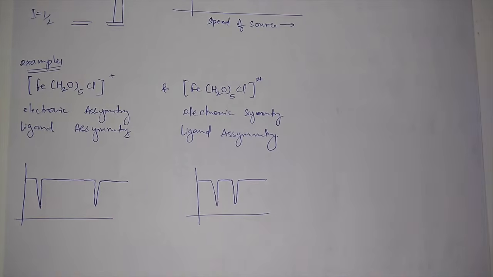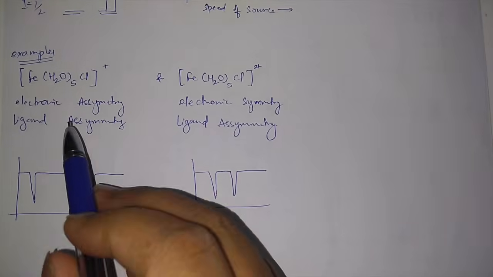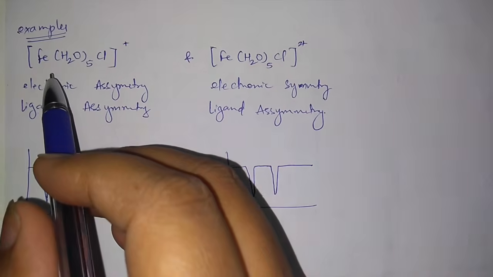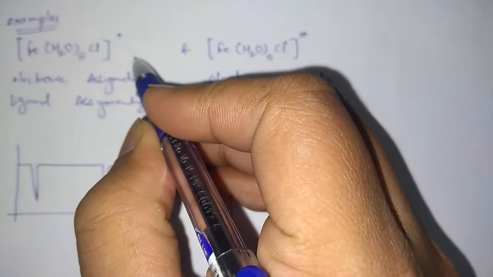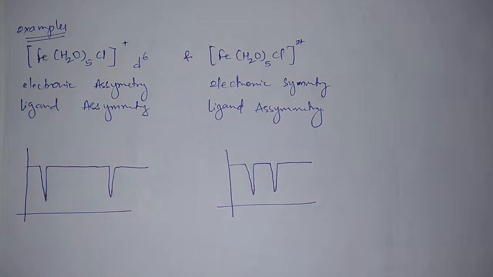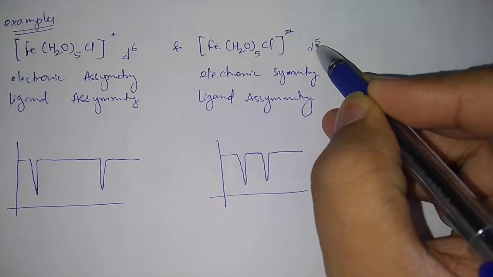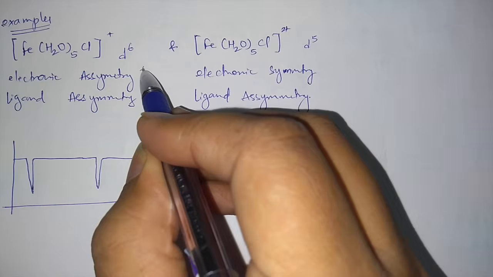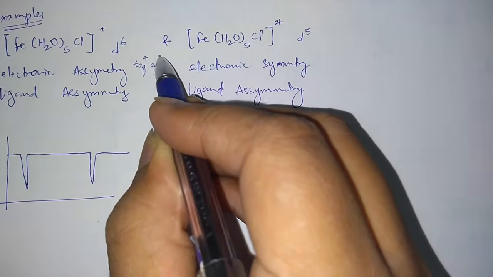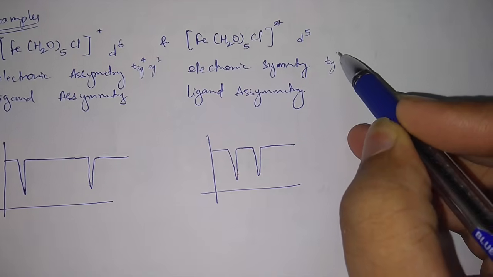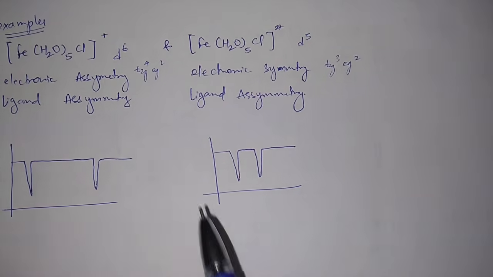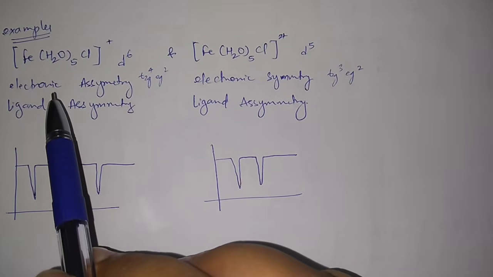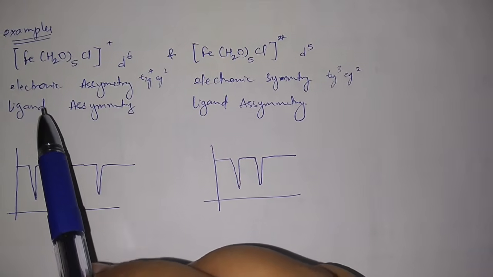Now I have taken an example over here to show you the effect of this. Let's say we have [Fe(H2O)5Cl]+ and [Fe(H2O)5Cl]2+. In this case, if you find the electronic configuration, iron will be in d6 state, and over here iron is in d5. These are weak field ligands, so this will be high spin, and the electronic configuration will be t2g4 eg2, and over here it will be t2g3 eg2. So this is electronically asymmetrically filled, and the ligand is also asymmetrically filled. So both of the conditions for electric field gradient are not fulfilled.